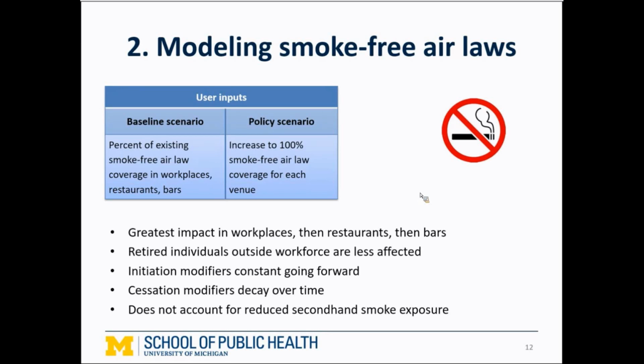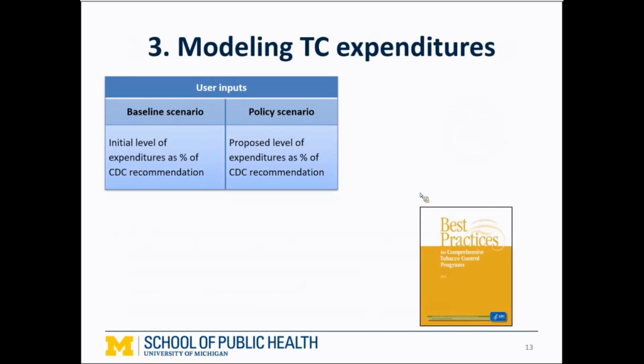The third policy we modeled increases the level of investment in tobacco control programs as a percent of CDC recommendations. The information we need from users is first the initial level of investment as a percent of those CDC recommendations, and then the policy level of expenditures going all the way up to 100% of CDC recommendations. For the policy being simulated, we assume that the proposed level of funding is maintained each year, and again, only the quitting rates decay over time while the impact on initiation stays constant.